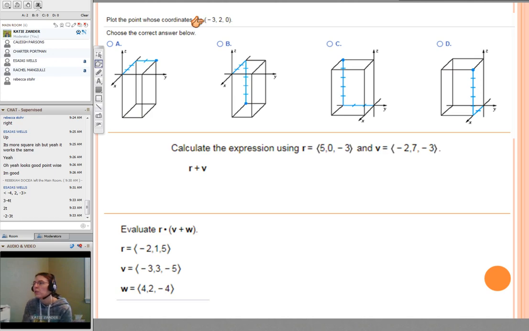So go ahead, use your polling options. I see Isaias and Rachel are already logged in. We're just waiting for Callie, Charter, and Rebecca. And if you're not sure, make your best educated guess.